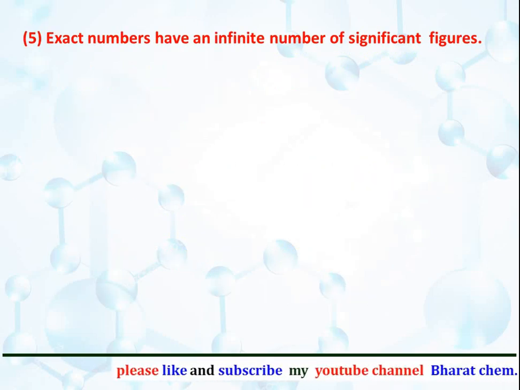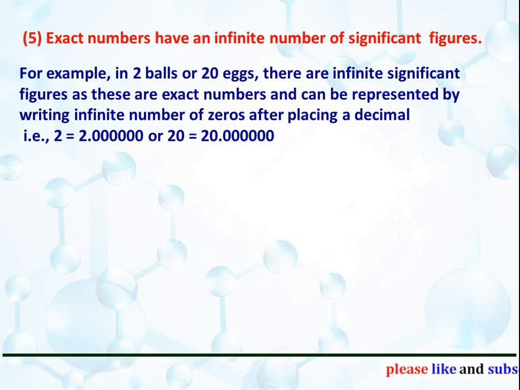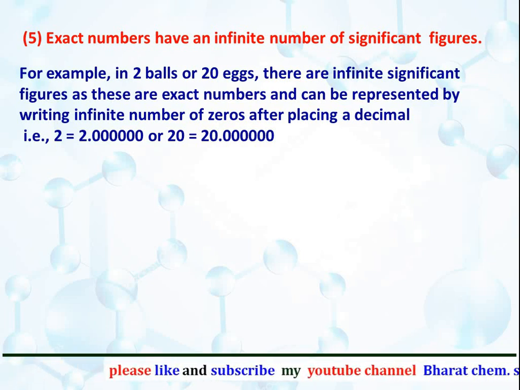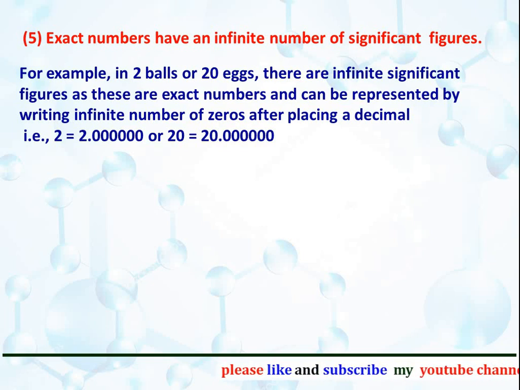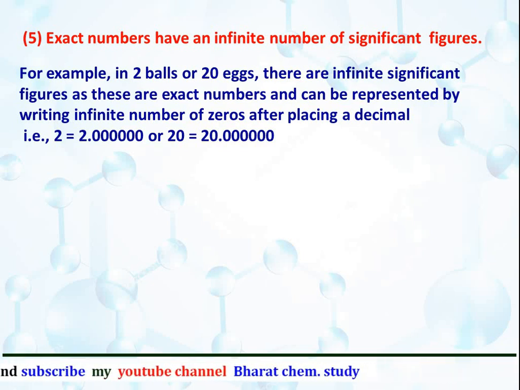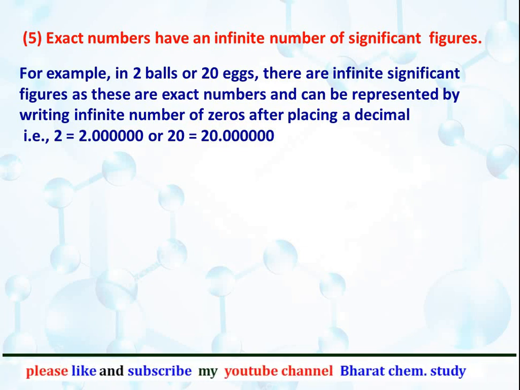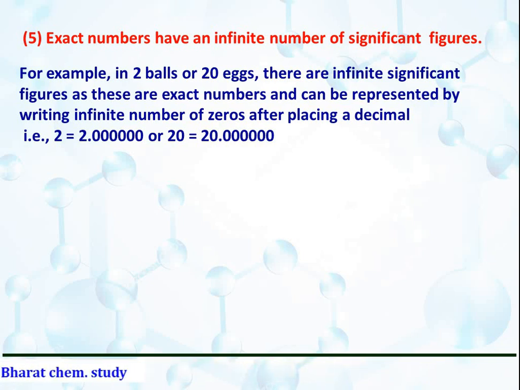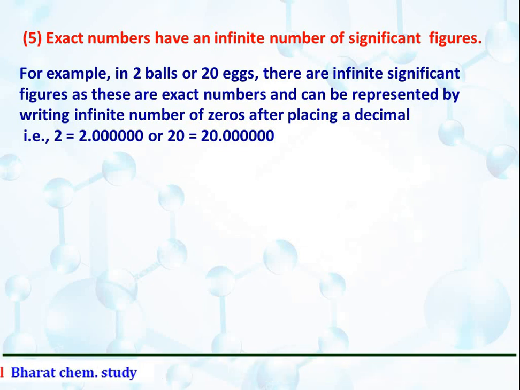Fifth point: exact numbers have an infinite number of significant figures. For example, two balls, 20 pens: these have infinite significant figures as these are exact numbers and can be represented by writing an infinite number of zeros after placing a decimal. That is, 2 can be written as 2.00000 or 20 can be written as 20.0000. So in such cases, where numbers indicate a quantity and so many zeros can be placed after putting a decimal, they can have infinite significant figures.